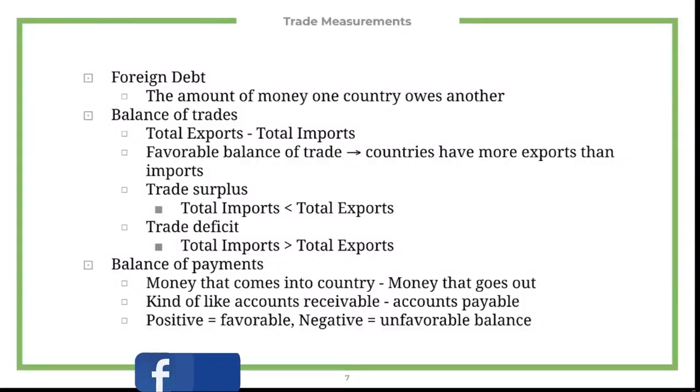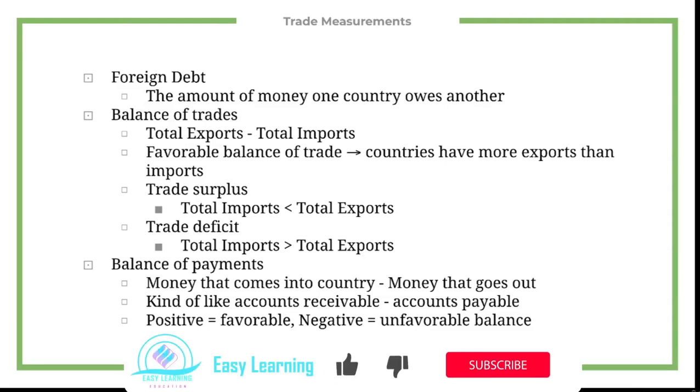So let's talk about trade measurements. The first one is foreign debt, and this is how much money one country owes another country. And the next is called balance of trade. This is the difference between total exports and total imports. A favorable balance of trade is a positive one. This means that countries need to have more exports than imports.